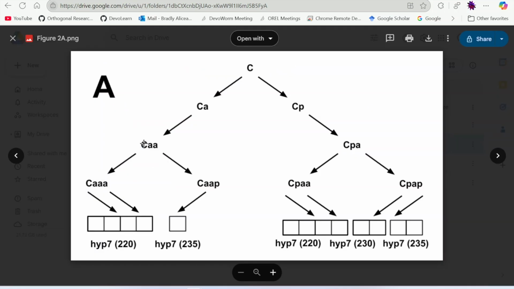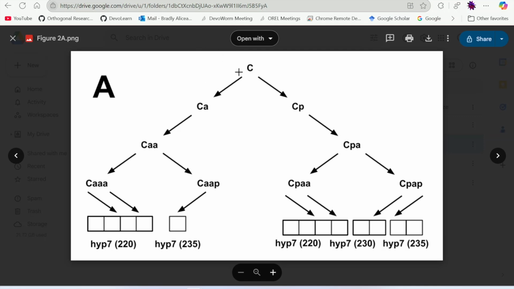Then there's this other way of doing this where you have this lineage tree. This is where we have our hypodermal cells. They're coming from the developmental lineage tree, and they end up as these precursor cells for a syncytium.